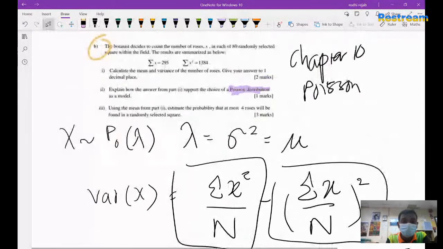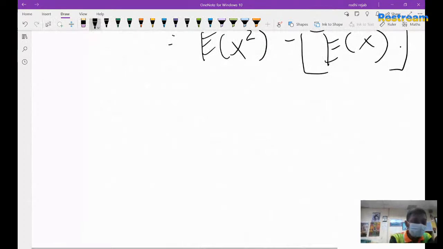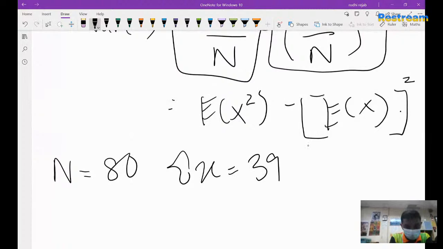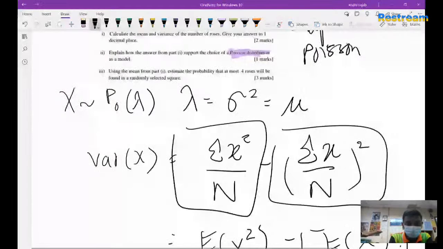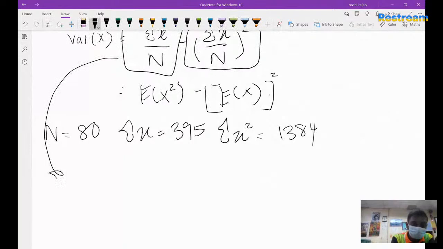So soalan ni minta kita identify, calculate the mean and variance of the number of roses. Give your answer to one decimal place. So n will be equals to 80. Our summation for x would be 395, and our summation for x squared would be 1384.